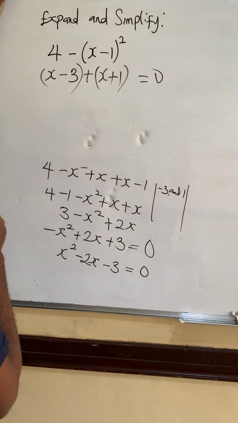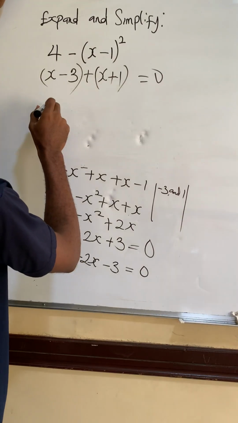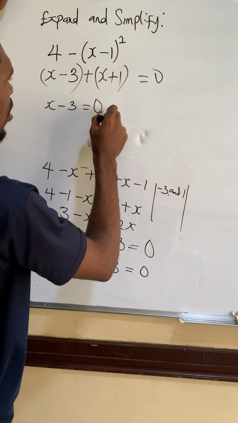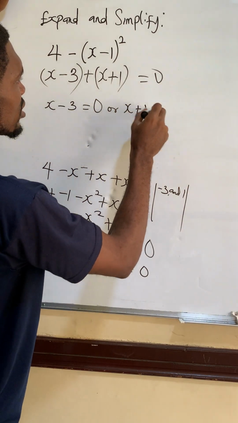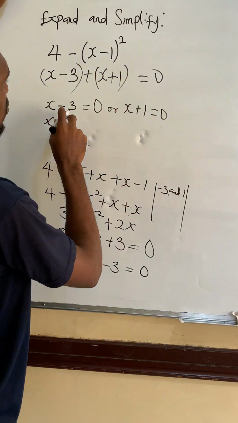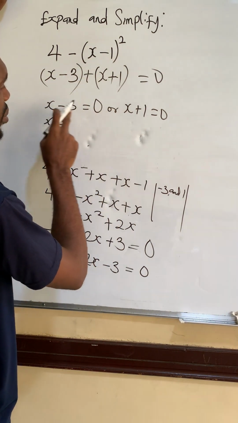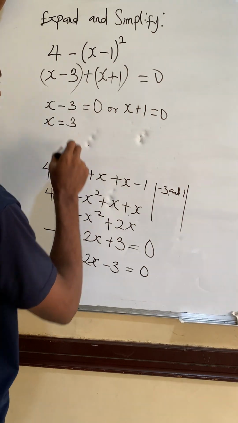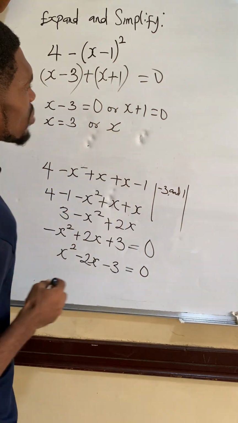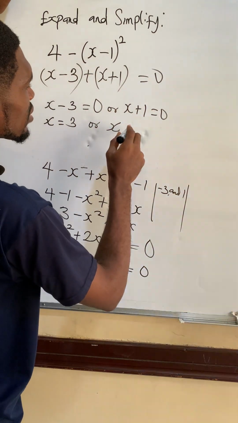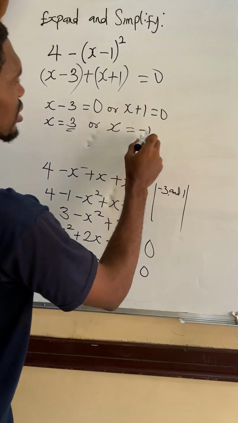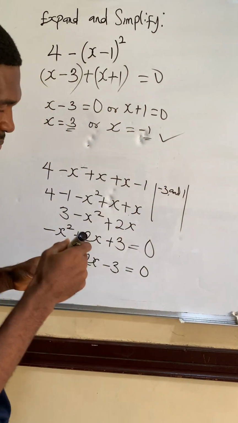So here we can now say that x minus 3 is equal to 0, or x plus 1 is equal to 0. So that we have x is equal to, when this crosses to this side, it changes to minus. So we have 0 plus 3, we have 3. Or x, when this 1 crosses to this side, changes to minus, and 0 minus 1 will give us minus 1. So our x is either 3 or minus 1. So this is the final answer.